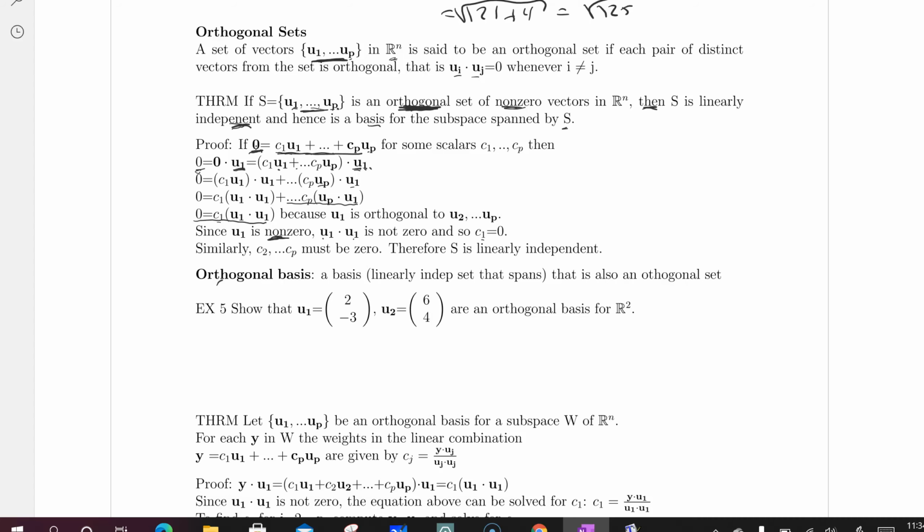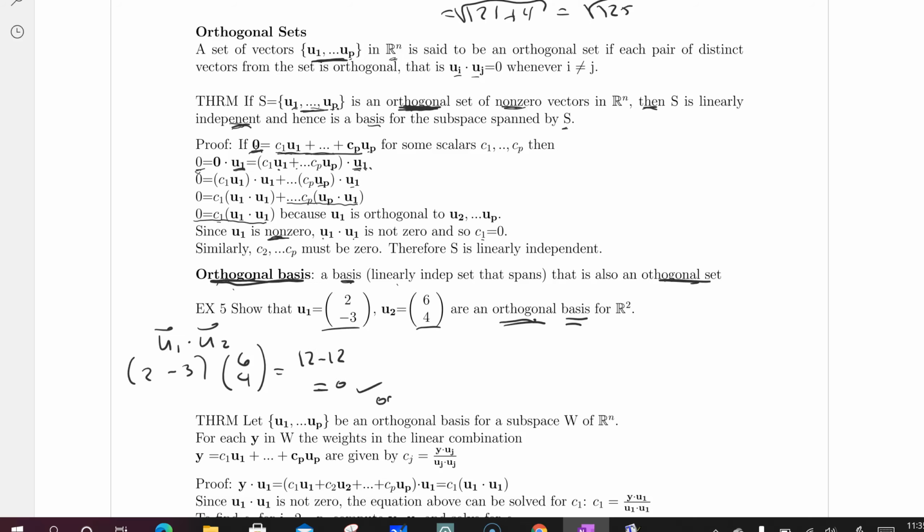Okay, so an orthogonal basis is a basis that's linearly independent and spans. A basis is a linearly independent set that spans, and if it is also orthogonal, it's an orthogonal basis. So let's show that these two vectors form an orthogonal basis. First thing I'm going to show is that their dot product is 0, because that shows that they're orthogonal. So I get 12 minus 12 equals 0, check. That means it's orthogonal.